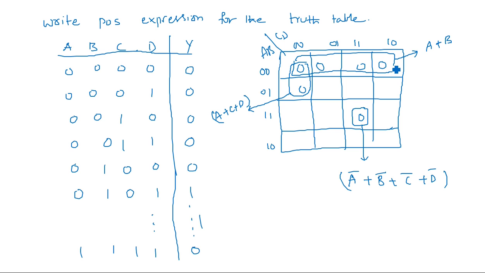What about this one? Four variables are there. Four variables, four zeros mapping gives two variables. So four zeros eliminates two variables. C, D are eliminated here. A and B are present.